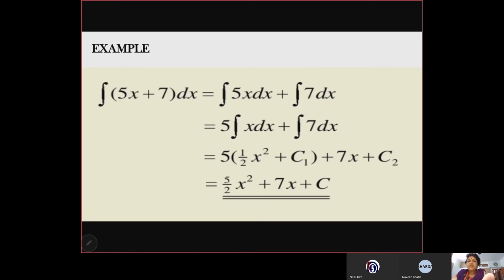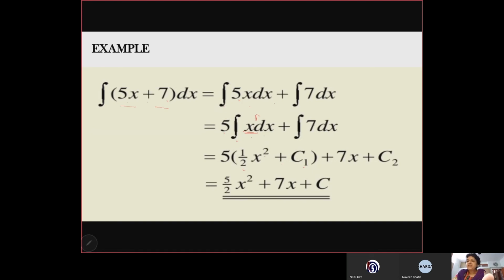The simple one: if I have to integrate 5x plus 7, I first split them into two integrals. Integral 5x dx plus integral 7 dx. 5 is a constant multiplied with x, so we can write it as 5 times integral x dx plus integral 7 dx. So for integral of x, the power is 1.